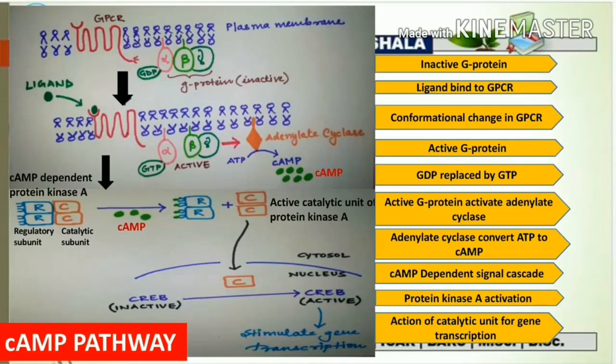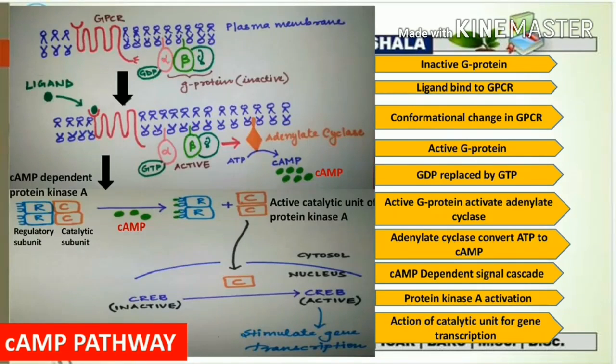The next step is the activation of the adenylate cyclase enzyme that is present in the inner membrane of the plasma membrane. The alpha subunit is going to activate this adenylate cyclase enzyme, and as a result, this enzyme is going to convert the ATP that is present inside a cell into cyclic AMP or cAMP. Now from this point, the cAMP or cyclic AMP dependent pathway will start. In this pathway, there is an involvement of one enzyme, that is protein kinase A. Before moving to the further step, first of all we have to know the structure and the different roles of protein kinase A.